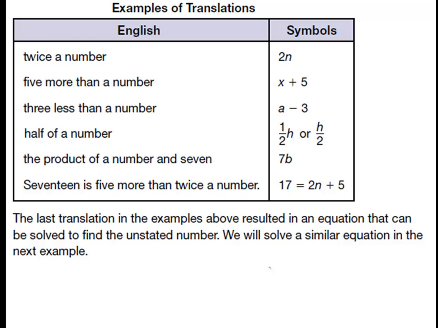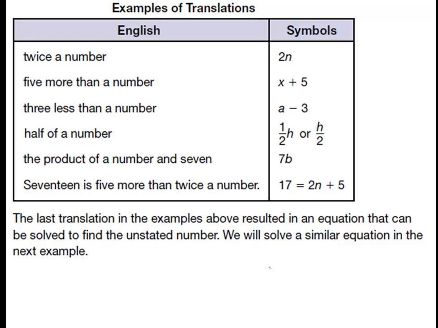So we know that when we see is, what is that? We immediately put in equals, and when we see of, we put in times. Well, here's some others that are just like that. When we see twice a number, we're going to put in 2n, or whatever variable you want. They could all be x's if you want, but in this example they use 2n. When you see 5 more than a number, that means you've got a number, which is your variable, plus 5. So x plus 5 would be how you could write that.